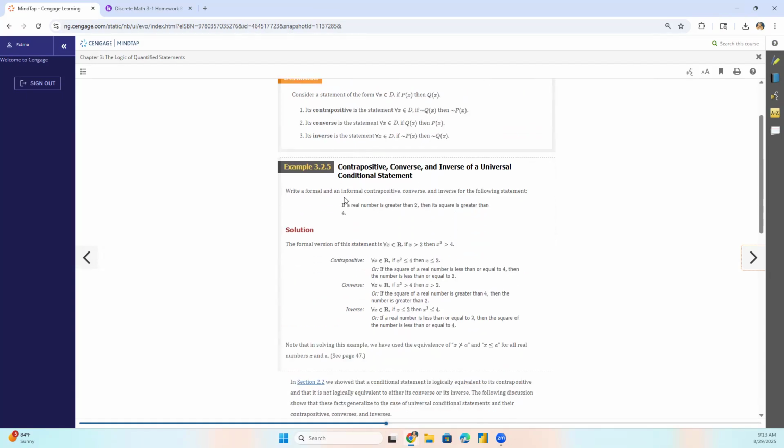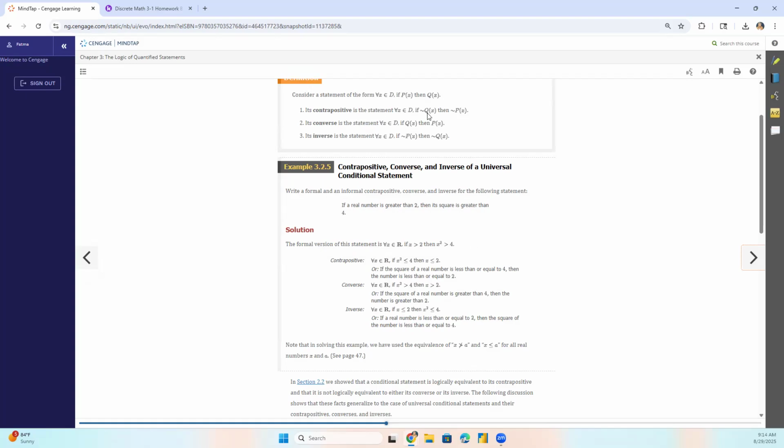So when you want to write a formal and informal contrapositive, converse, and inverse for the following statement, let's look at the statement. If a real number is greater than 2, then its square is greater than 4. So its formal version is, for every X in real numbers, if X is greater than 2, then X squared is greater than 4. This is how we change this English sentence to a formal logical notation.